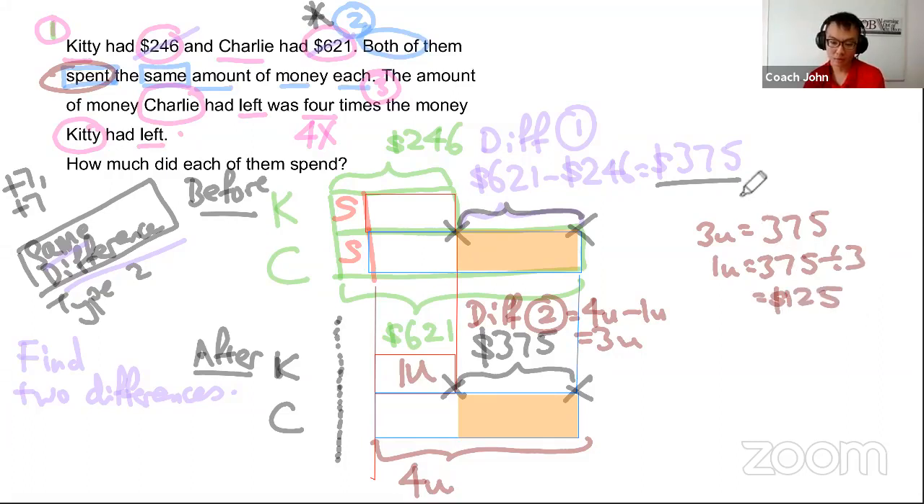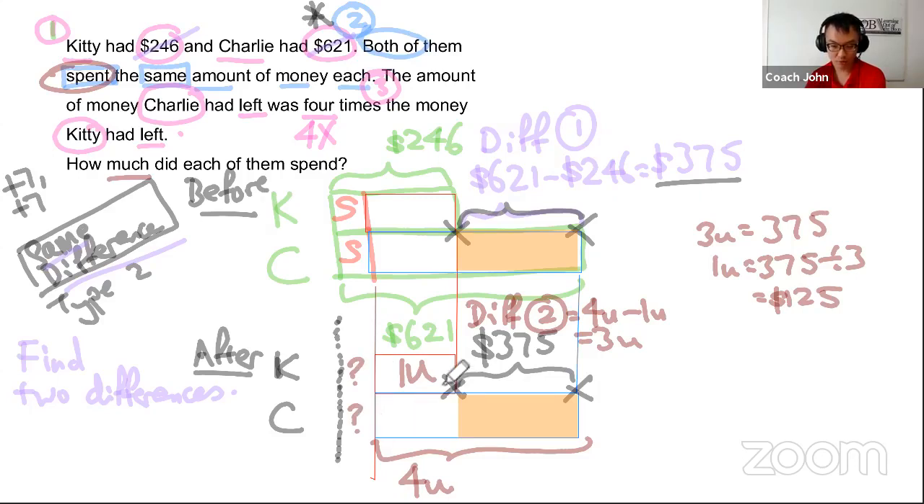Now, in fact, every step is a decision-making process. It is a step to decide what to do. Taking the right step will move you closer to the answer. Taking the wrong step will bring you further away from the answer. So, how much did each of them spend? This is the question mark that I need to find.